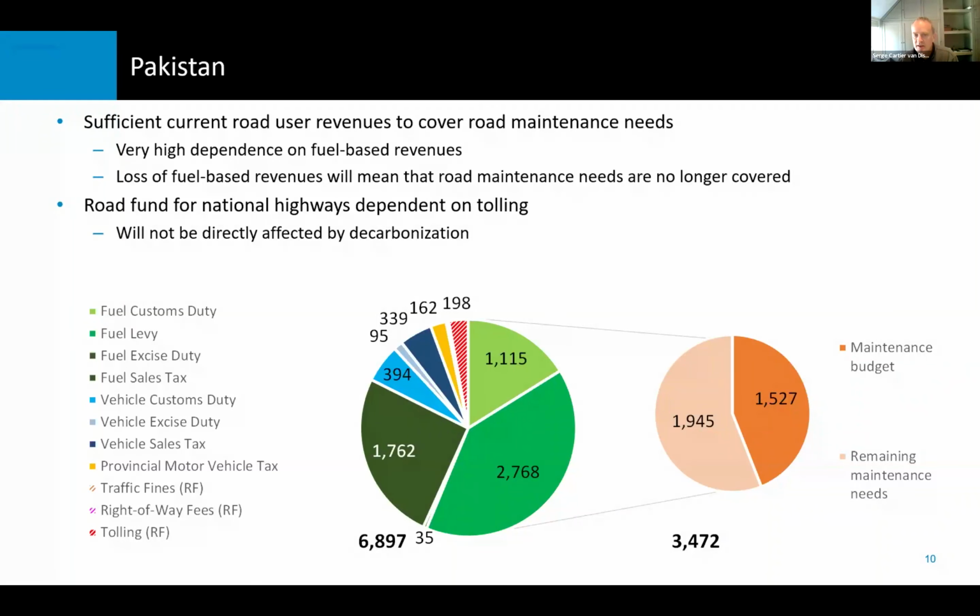Not to say that the impact on the economy of Pakistan would be enormous. We're talking about 2, 3, 4, 5, $6 billion in revenue that would be lost as we transition.